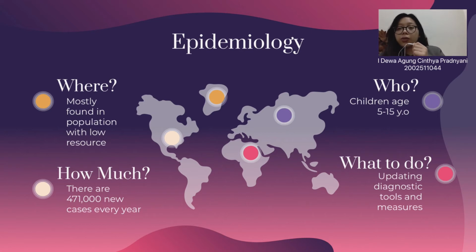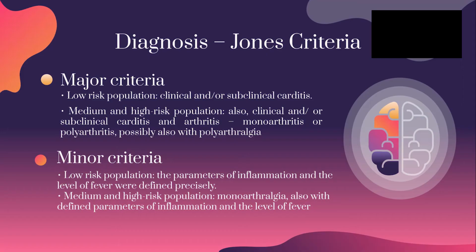Based on data in 2005, as many as 471,000 cases of ARF occur every year, mostly experienced by children up to teenager aged 5 to 15 years. Updating diagnostic tool and new measure is essential to take an effort to support getting the right case number so that the number of cases in each country in a year can be suppressed.